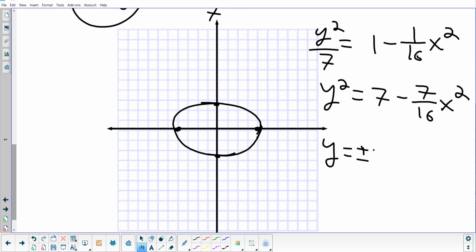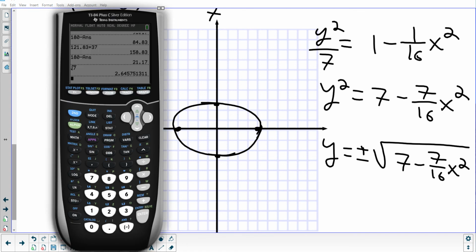2. So to graph an ellipse, this is what you'd have to type in. And as always with functions, we can't really graph an ellipse, so we have to cheat and kind of do the top and the bottom separate. Let's graph it and see what we get.